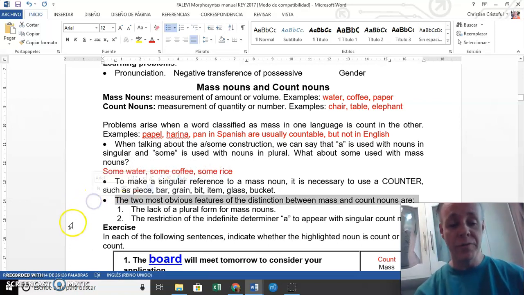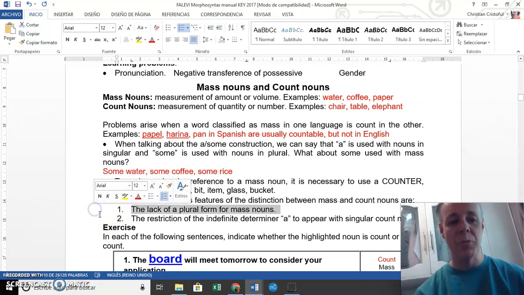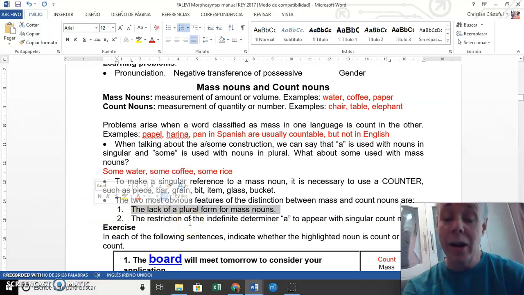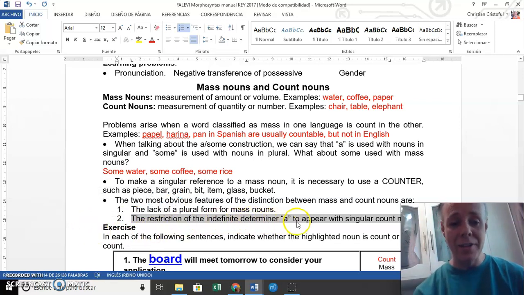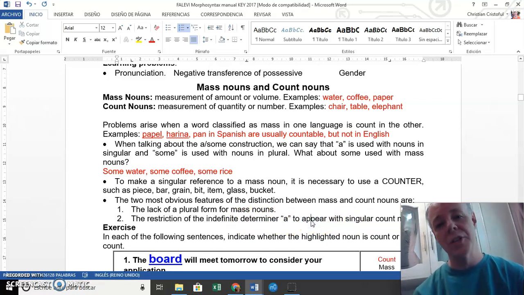The two more obvious features of the distinction between mass and count nouns are: number one, the lack of a plural form for mass nouns. We cannot pluralize water. Waters, yes, but in limited contexts. Papers, yes, like that. And the restriction of the indefinite determiner a to appear with singular count nouns. Okay, we need to specify a chair, a table, a ruler, and that restricts it.